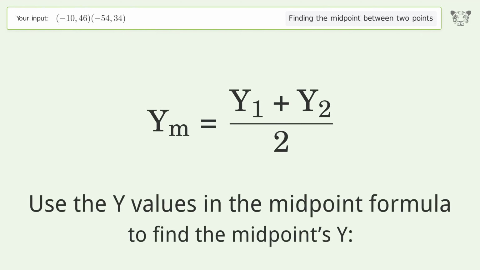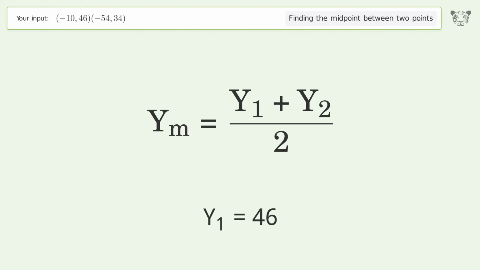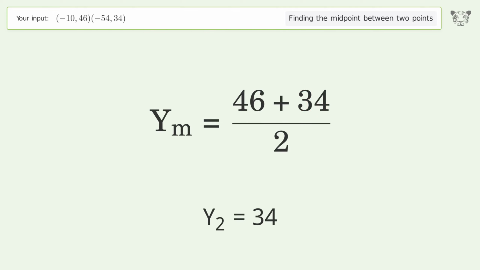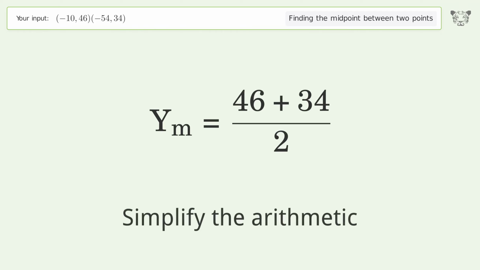Use the y values in the midpoint formula to find the midpoint's y. y1 equals 46. y2 equals 34. Simplify the arithmetic.